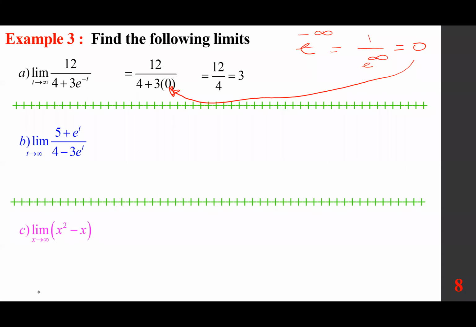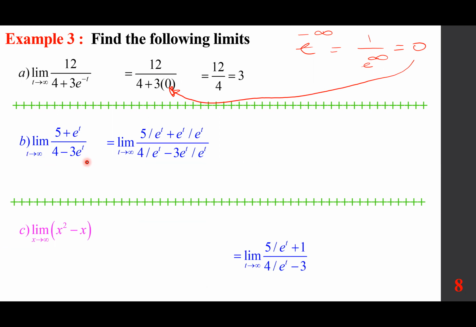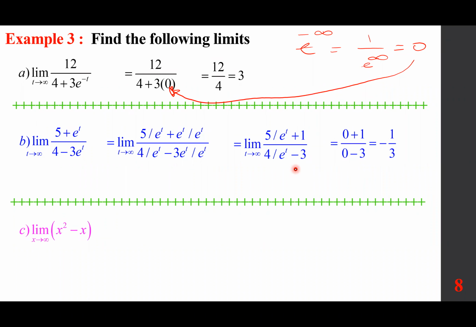Part B is not a rational expression. We treat it as such because this is approaching infinity. And again, remember, even this one, you can plug in. I hope you realize if you plug in, you get infinity over minus infinity. I want you to know that. So we divide by the largest piece, e to the power of t, the top and the bottom, and it simplifies as follows. This goes to 0. This goes to 0. You end up with positive 1 over negative 3, which is negative 1/3.